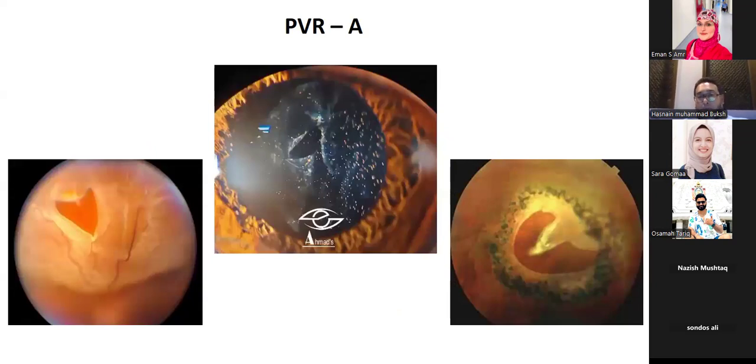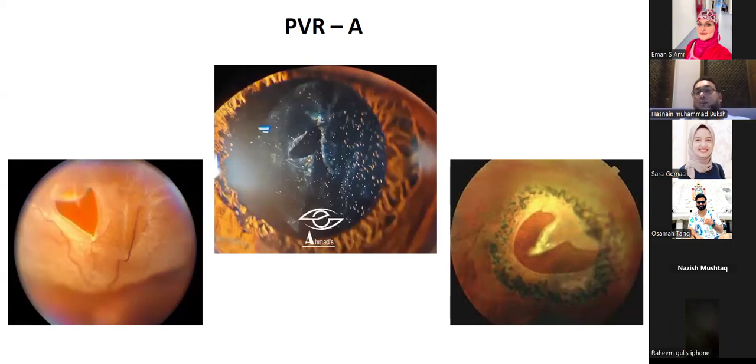Here I have taken a few of the diagrams, courtesy of my resident Ahmed Fozan, who really helped me in taking those photographs. You can see in the center picture, there is a tobacco dusting, which is seen right behind the posterior capsule. This is the first thing which a retinal surgeon will notice in this rhegmatogenous retinal detachment.